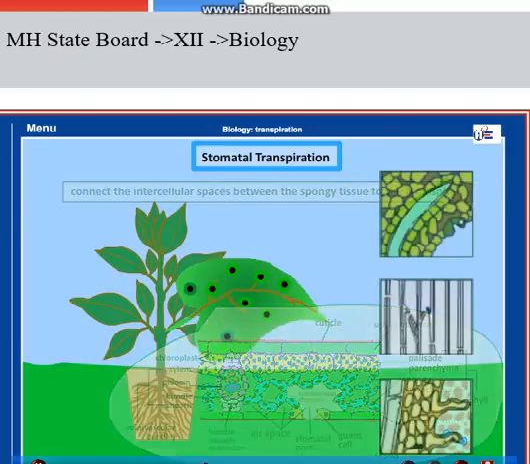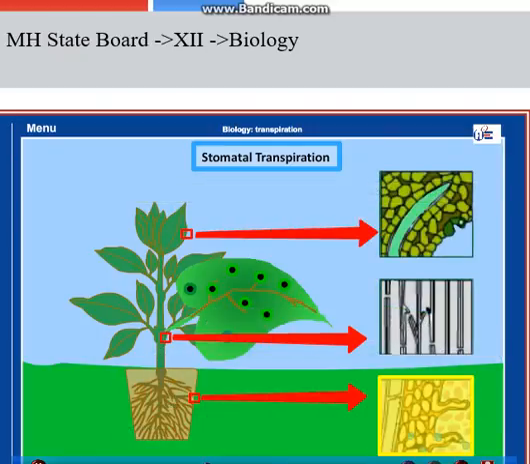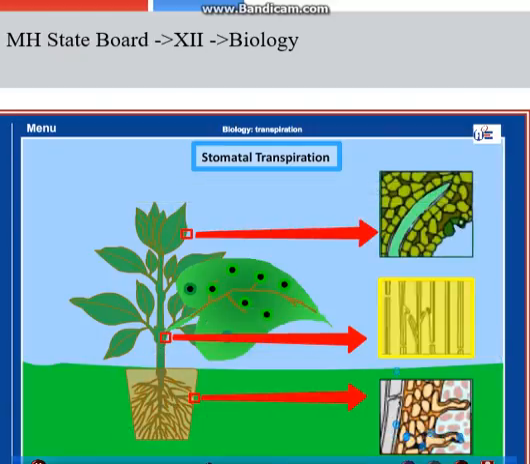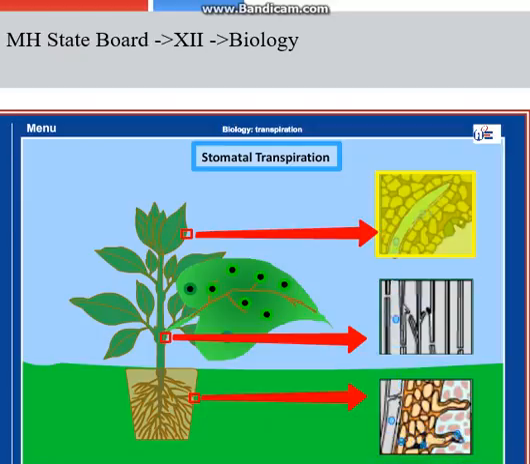The xylem conducts water absorbed by roots to the leaves. From xylem, the water enters into mesophyll cells. Water gets evaporated from turgid mesophyll cells and accumulates in the intercellular spaces. Through stomata, water vapors diffuse into the atmosphere.